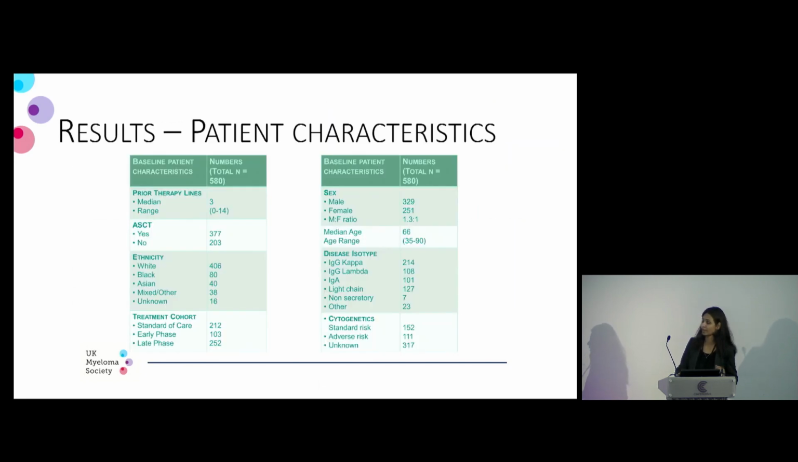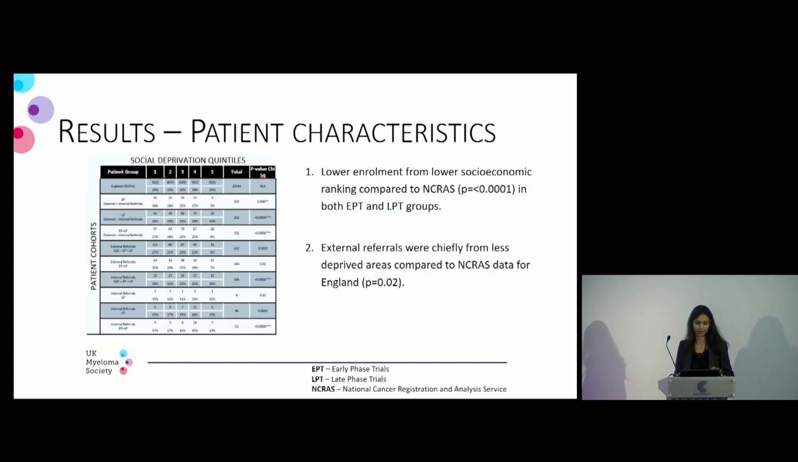These are our patient characteristics. We had 580 patients altogether. What we found was that there was lower enrollment from areas of lower socioeconomic rankings compared to incidence data from NCRAS in both the early phase and late phase trials groups. We also found that external referrals to UCLH were chiefly from areas of less social deprivation compared to incidence according to NCRAS data in England.